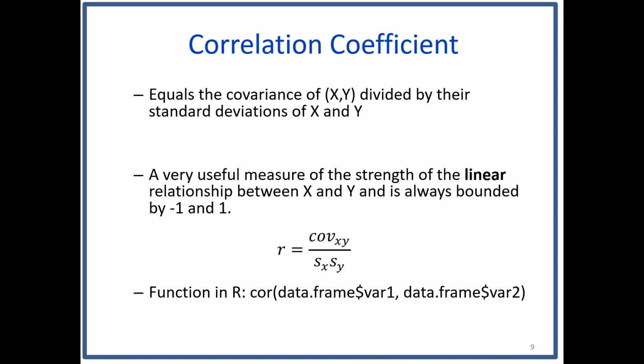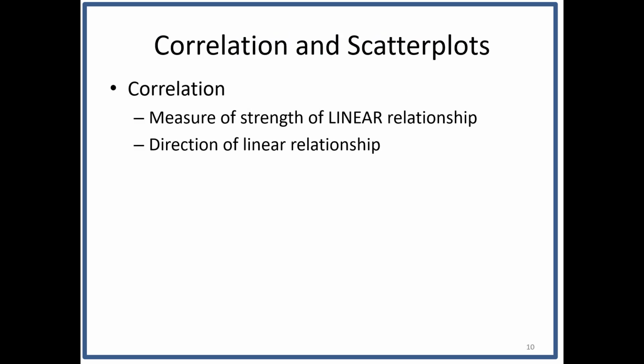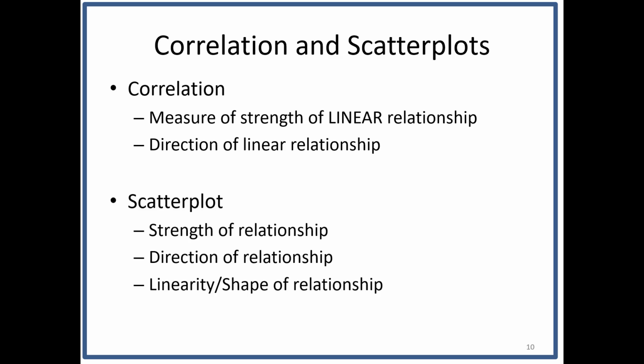To calculate this in R, we can use the function cor. So cor, parentheses, the first variable, comma, the second variable. And in correlation coefficient, it doesn't matter which variable is first and which is second. So again, the correlation tells us a measure of strength of the linear relationship, and it tells us the direction of the linear relationship, positive or negative. And a scatter plot can tell us some of the same information. It tells us the strength of the relationship, the direction of the relationship, and the overall kind of shape or function of the relationship.